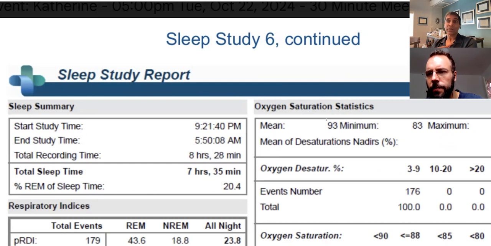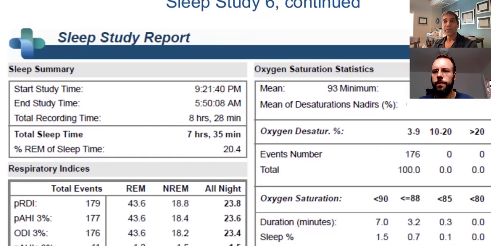And then you have to look at pulmonary. What does their pulmonary function test show? Do they have any other disease going on? Do they have a lower airway issue versus an upper airway issue? Anyway, the minimum oxygen was 83%, which is low.